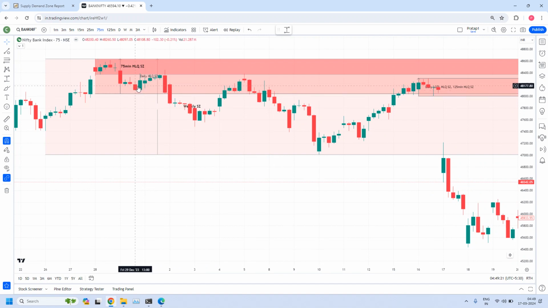This is the one: rally, base, drop, here again. 1, 2, 3, 4 base candles. Anyway, once again one more high liquidity zone is created within this. That means LOTL zones. This 75 minutes high liquidity supply zone, again another 75 minutes high liquidity supply zone.